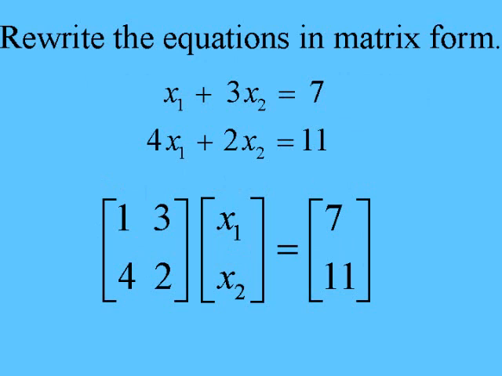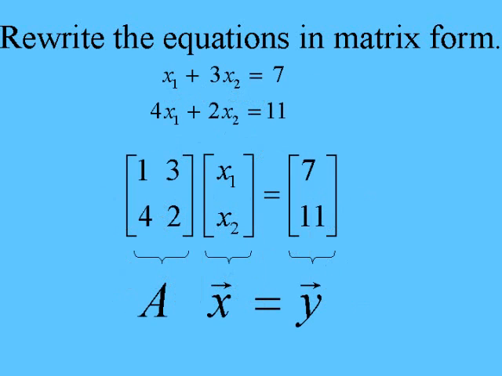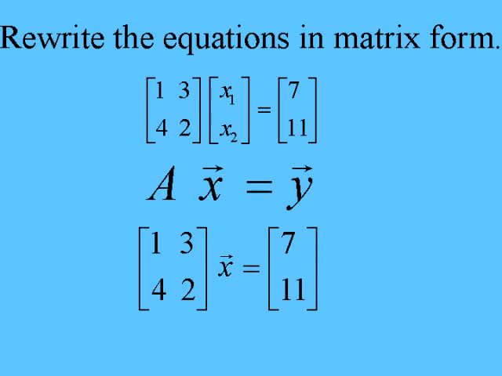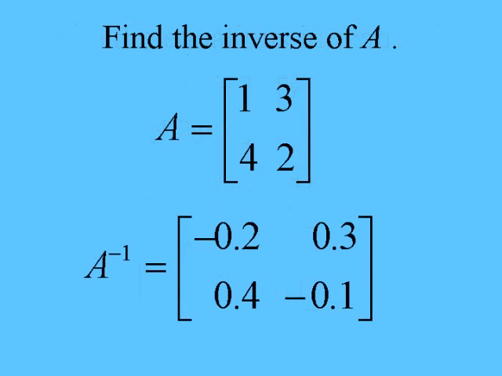Let's rewrite these two coupled equations in matrix form. The A matrix is [1, 3; 4, 2] times the x vector equals the y vector [7; 11]. Again, it is easy to see that this equation is in the form Ax equals y, or y equals Ax. We'll just rewrite the column vector x1, x2 as x with a little arrow on top.